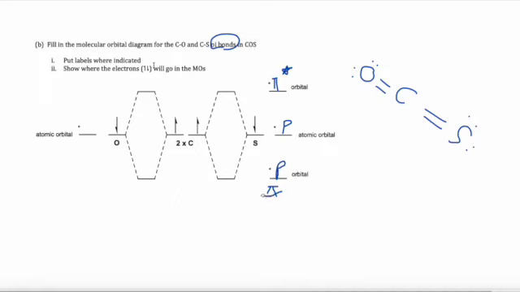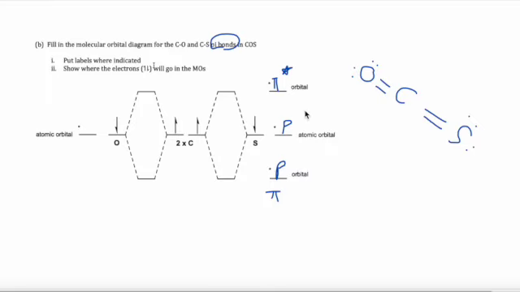This one over here is your bonding pi molecular orbital, right? So this one is your bonding pi molecular orbital, that one is your anti-bonding pi molecular orbital.